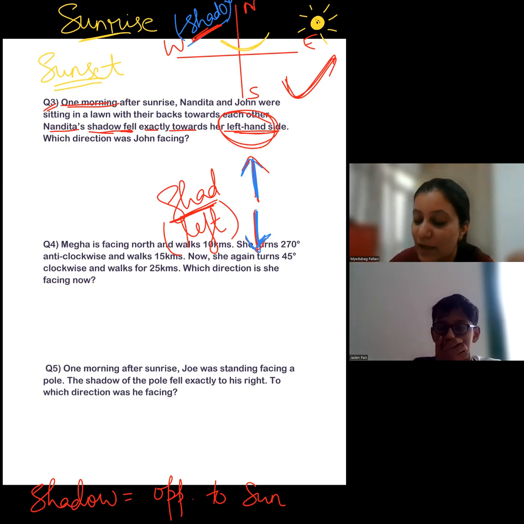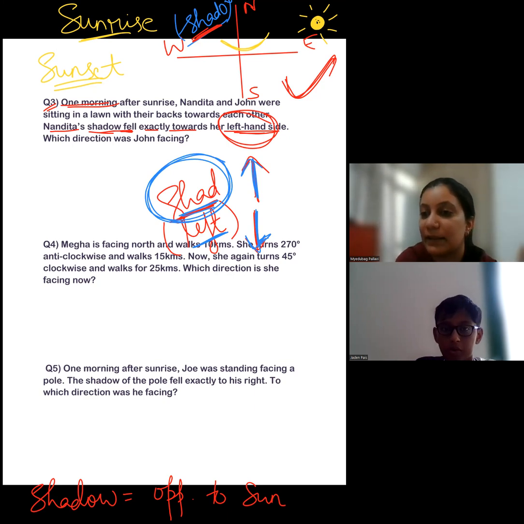because it is given that the shadow is in the left side of Nandita. So Nandita's left is the shadow. That means she's facing which direction? Getting the point or not? He's facing east. No, we have to see in this way. See, I think you're getting confused. Just a minute. I'll start all over again. Okay, just forget this.